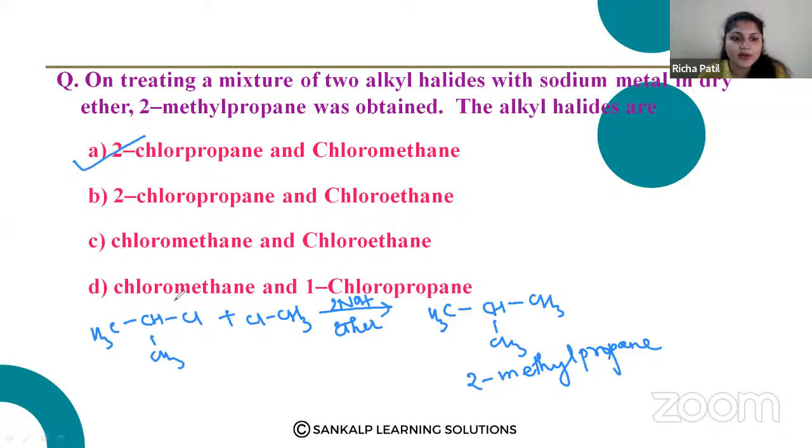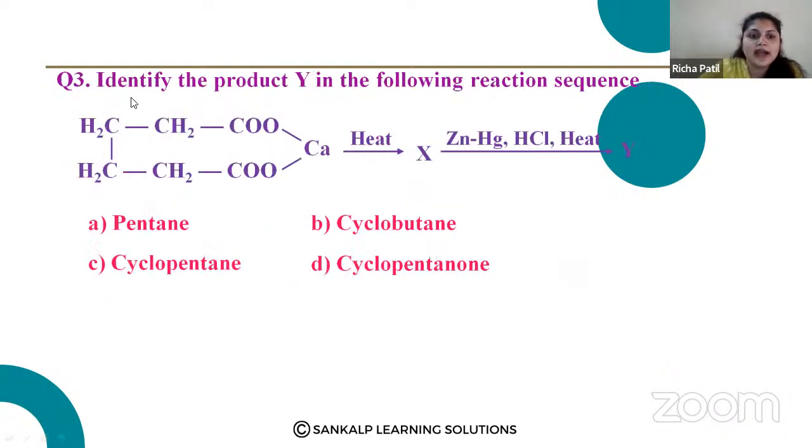So you have to take 2-chloropropane and 1-chloromethane to obtain your 2-methyl propane. So these are the two mixture of alkyl halides. So this is the correct answer. Next, identify the product Y in the following reaction sequence. So you have to identify the product Y.